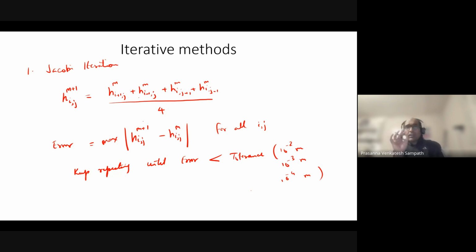And using this tolerance value, I just keep checking how my error is changing as a function of iteration. After a certain number of iterations, if my error goes below this tolerance, whatever the tolerance is, then I stop iterating.